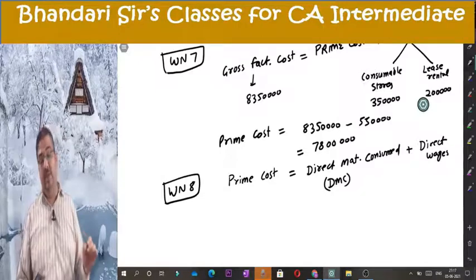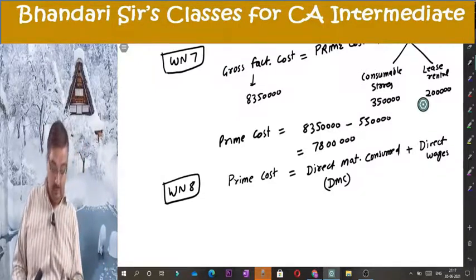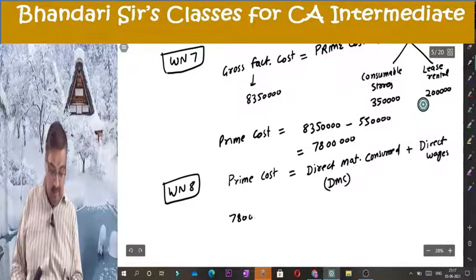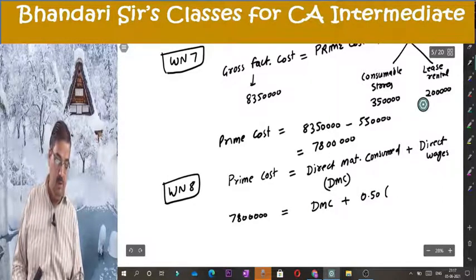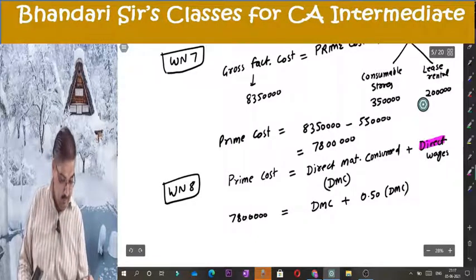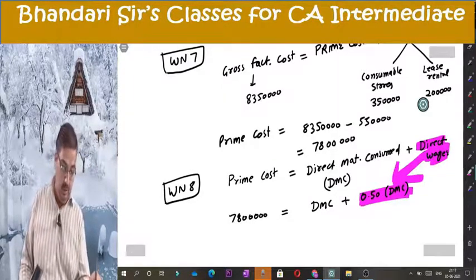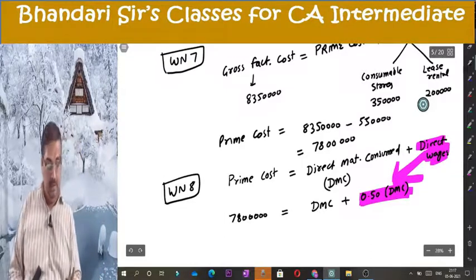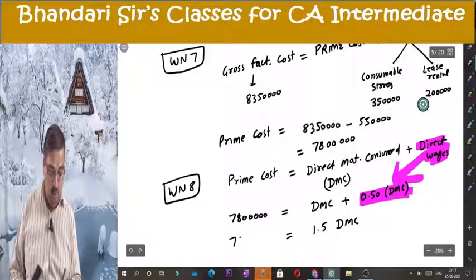Now, question tells me direct labor cost is 50% of direct material cost. So, 78 lakh is equal to DMC plus 0.50 of DMC. My direct wages are given to be 50% of direct material costs. It's written in the question, so accordingly I am getting this. So 1.5 DMC is equal to 78 lakh.